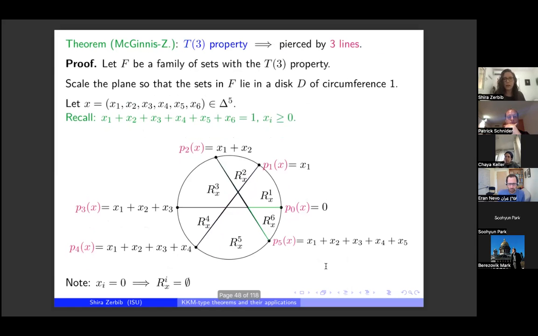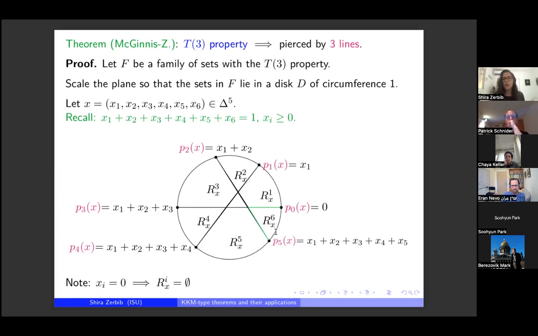And another thing I want you to notice is that if one of these coordinates in X is 0, then the corresponding region is the empty set, because I'm taking the open region that is bounded by the lines and the arc. Okay, any questions about the setting so far?